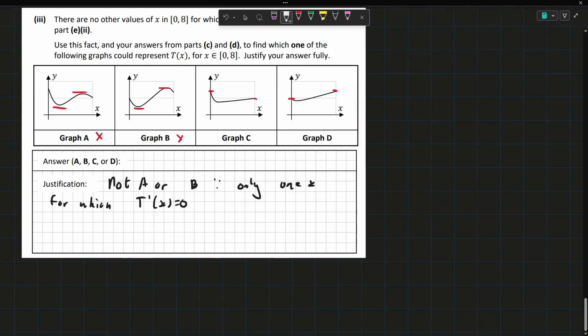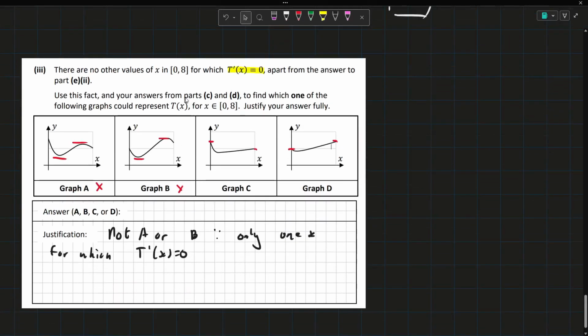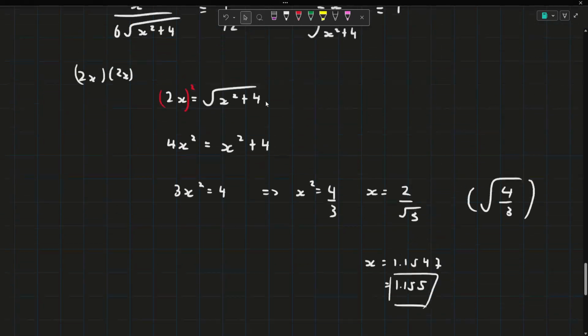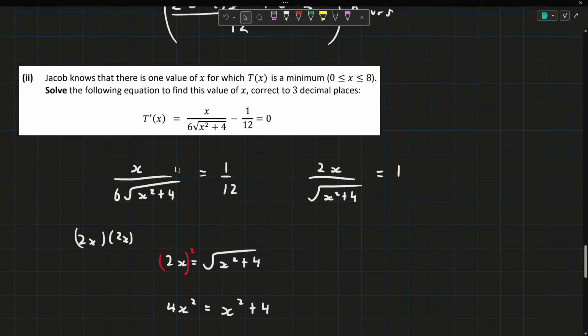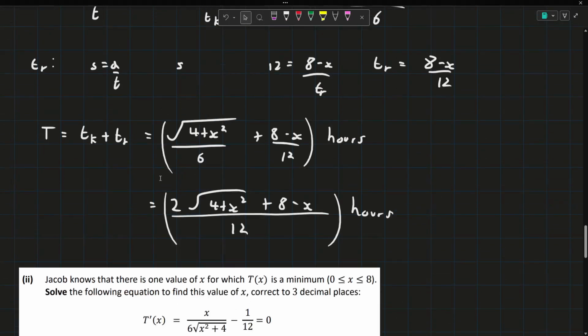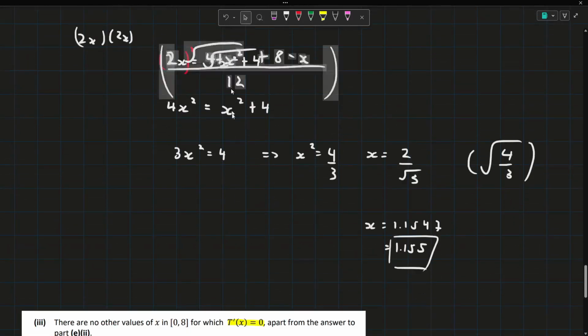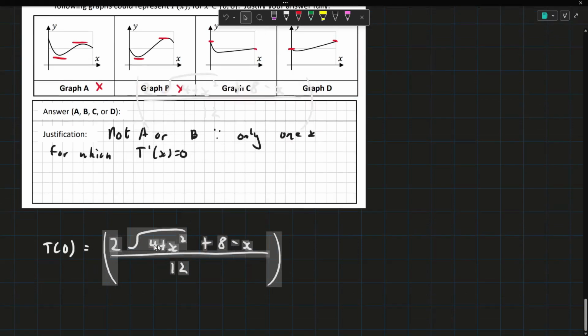Let's have a look at what T of 0 is, because this is the graph of T of x. So what's T of 0? Well, again, we can just sub in 0 into our function. So here's our function for T. T of 0 will be this thing with the zeros subbed in. So when you sub in x equals 0 there, you will get 1.